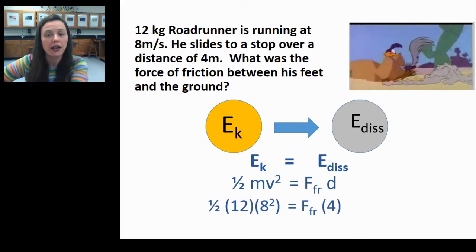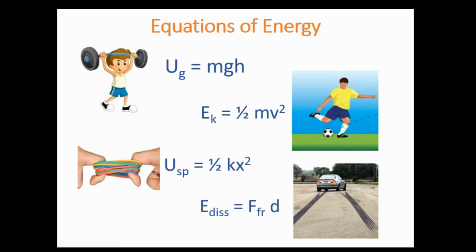Now we can begin to plug in the values we know. 1/2 of 12 kilograms times 8 meters per second squared will be equal to the force of friction multiplied by 4 meters. This tells us that the average force of friction between Roadrunner's feet and the ground was 96 newtons. As a review, here are the 4 equations of energy we have discussed.